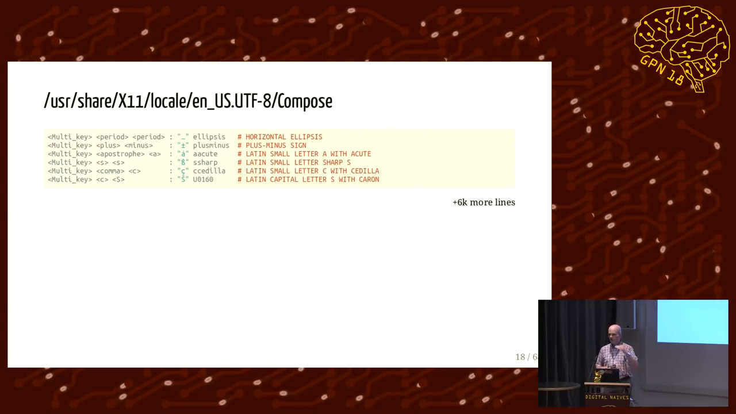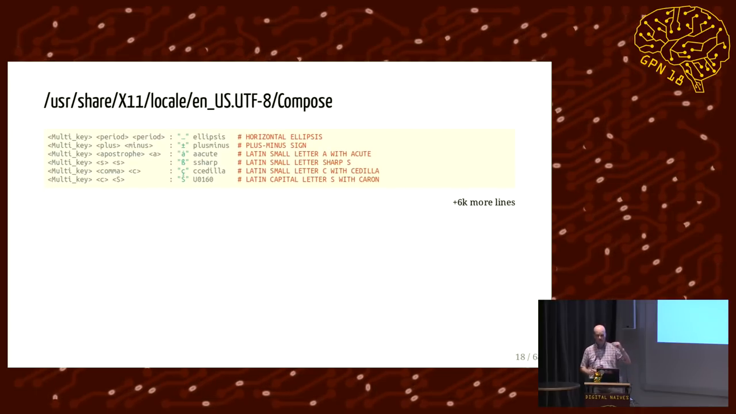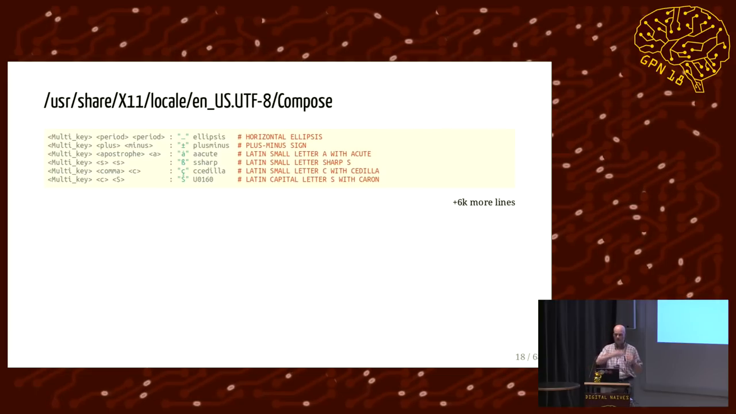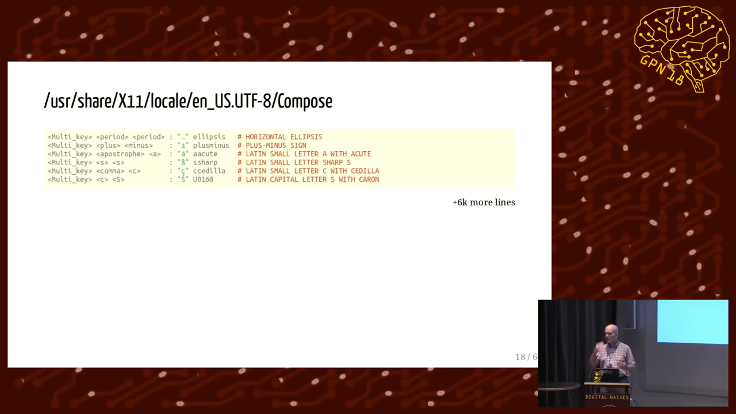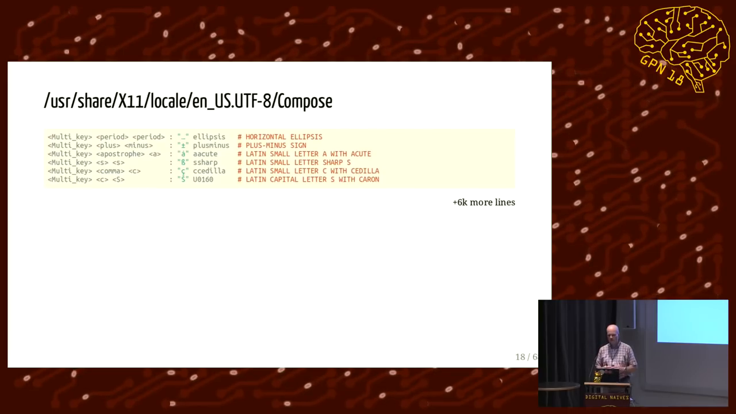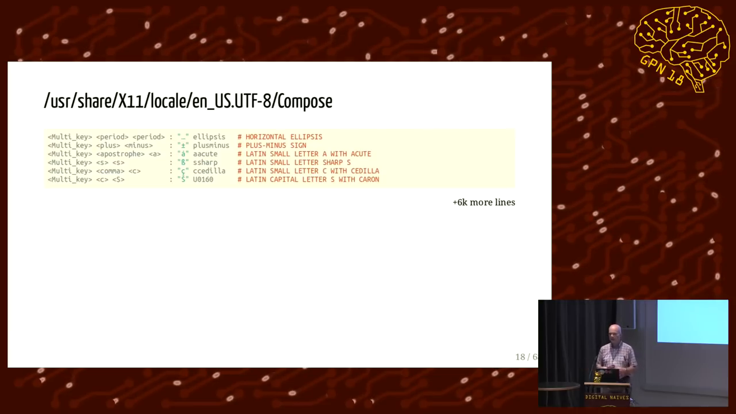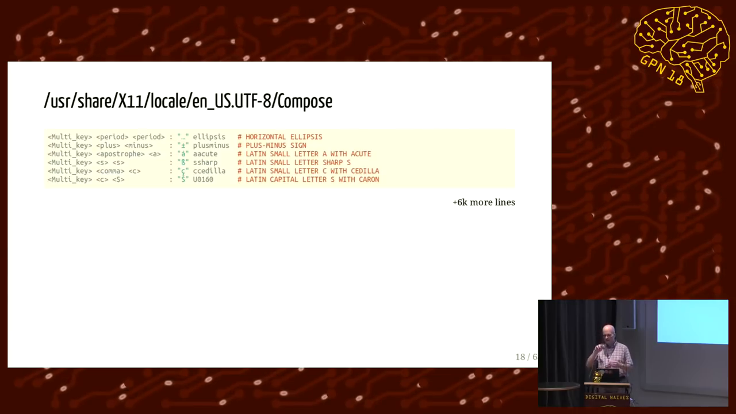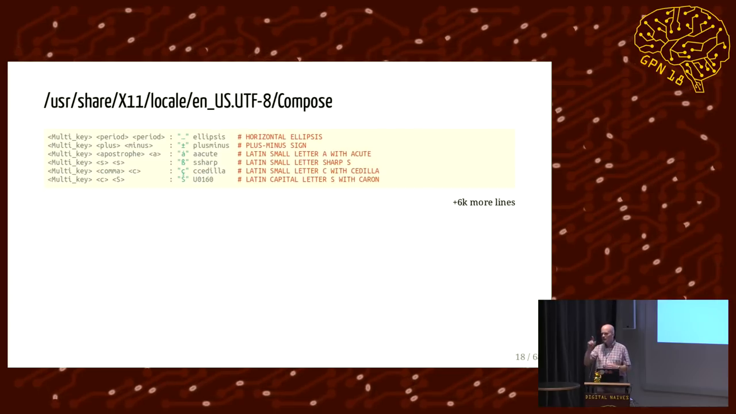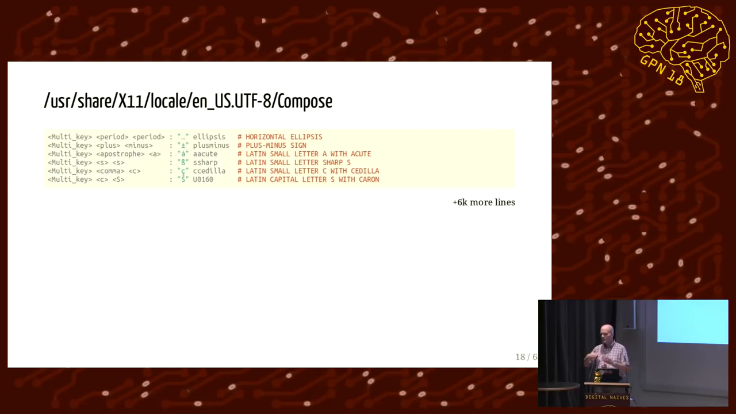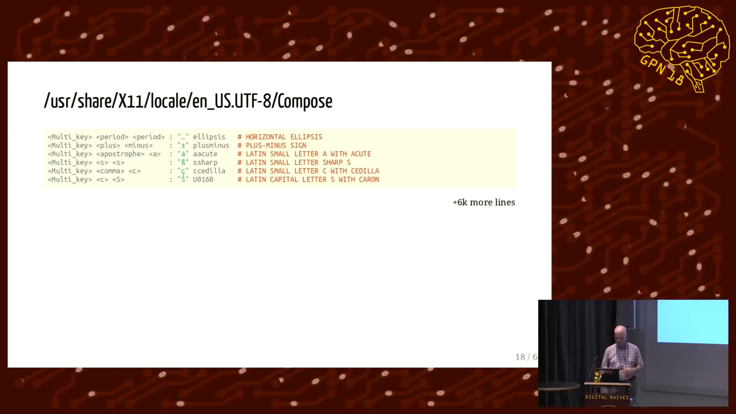This file contains over 6,000 lines with the combinations of three or more characters you need. To get inspired, you can just have a look at this file and see what combinations are used. There are even some funny ones: colon and parenthesis gives a smiley. If you type less than and three, it's a heart. If you type CCCP, it will print the communist symbol.